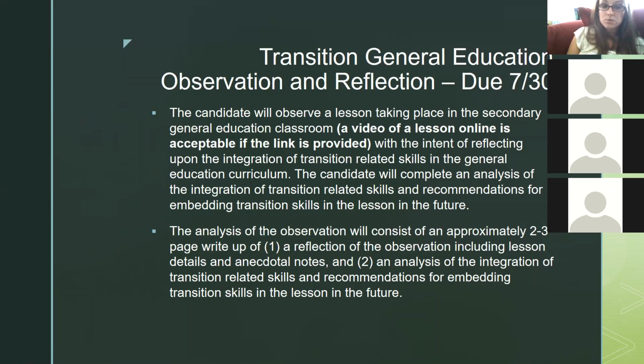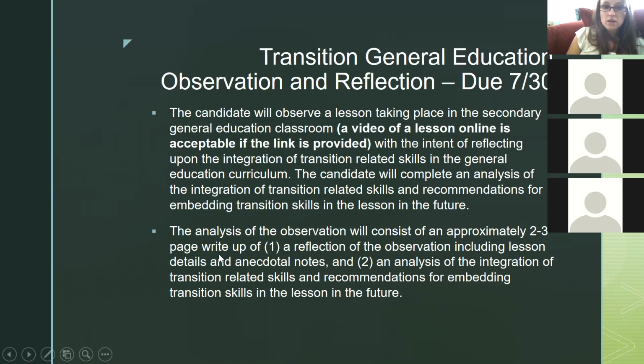So this one will be an observation of a lesson taking place in a general ed classroom at the secondary level, middle, high school, or even a transition program up to 21 years old. This is us reflecting upon transition-related skills being integrated in the gen ed setting. So you're thinking about how self-determination, self-advocacy, some of these other skills are being integrated or not integrated. If you see something to the contrary, please include it. This is just you observing and thinking about that and looking for those little things in the gen ed setting.